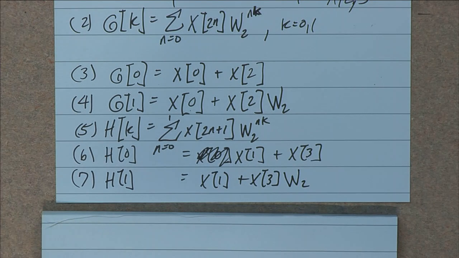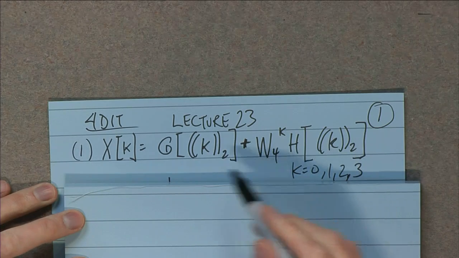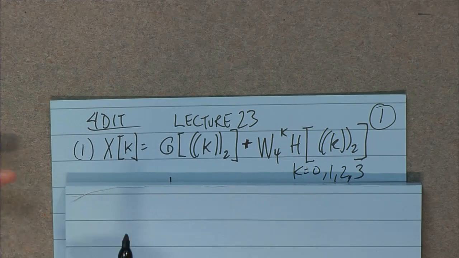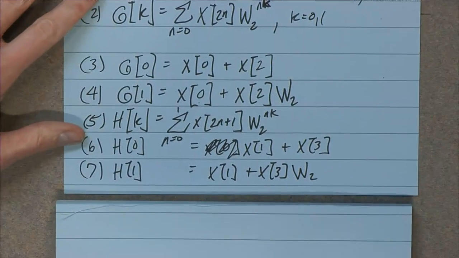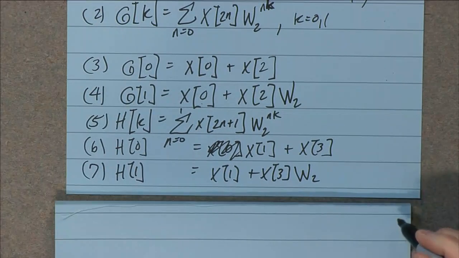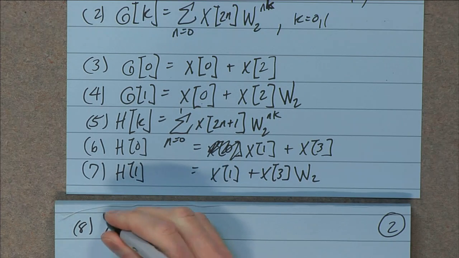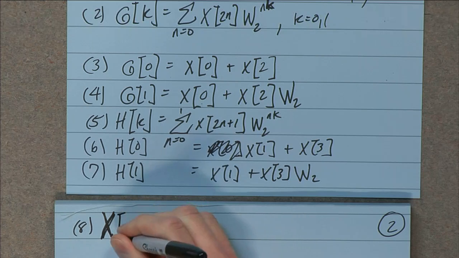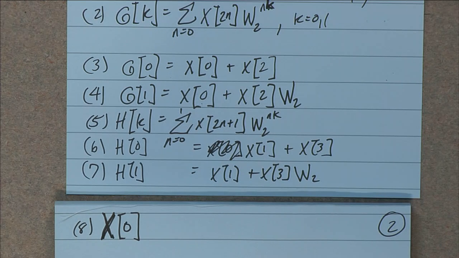Now that we've got these together, our next step is to go back to equation 1. We're going to put in the values for G and H and see what the 4 outputs are in terms of G and H. Let's call this equation 8. We'll make this the big bold X. So this is the DFT output of 0.